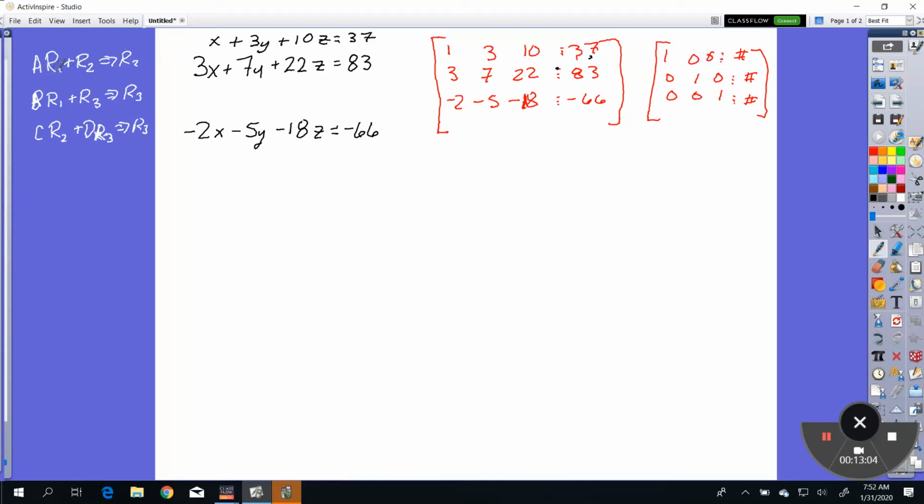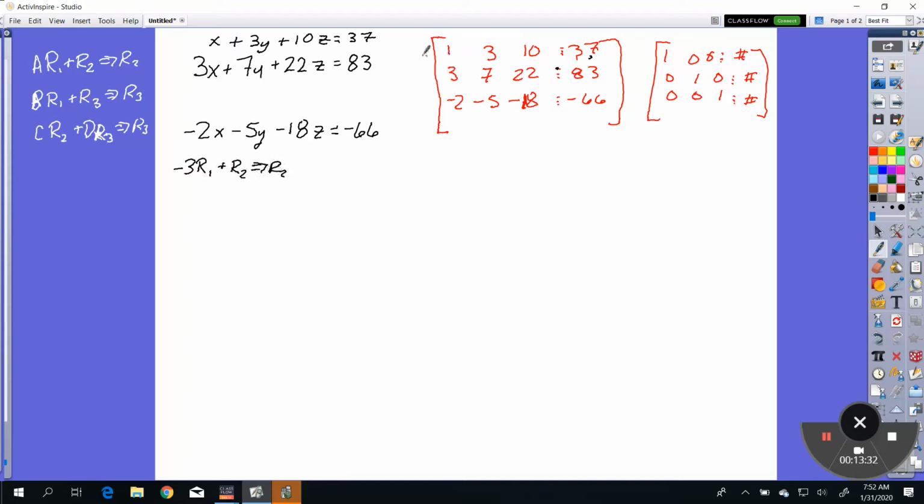We're going to take A times row 1, add it to row 2 to make a new row 2. B times row 1 added to row 3 to make a new row 3. C times row 2 plus D times row 3 to make a new row 3. So my first step is I'm going to multiply row 1. So this is a 1, that's a 3. I don't want that 3 to disappear. So multiply row 1 by negative 3. I'm going to add that to row 2, and it's going to make a new row 2.